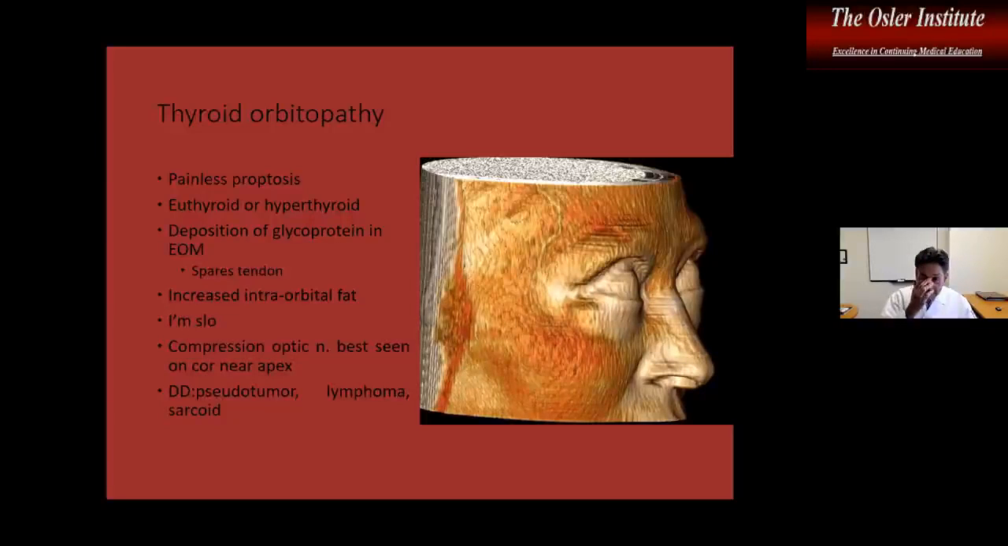So we always get a scan on all these patients to see if there's extraocular muscle enlargement, and then we can see if they have what we call apical crowding. On the coronal view of the CT, you can see if the muscles are surrounding the optic nerve. So the differential diagnosis is, of course, orbital inflammation, lymphoma, and sarcoidosis too, but it's not very common to have sarcoidosis involving the extraocular muscles, at least less common than these other two.